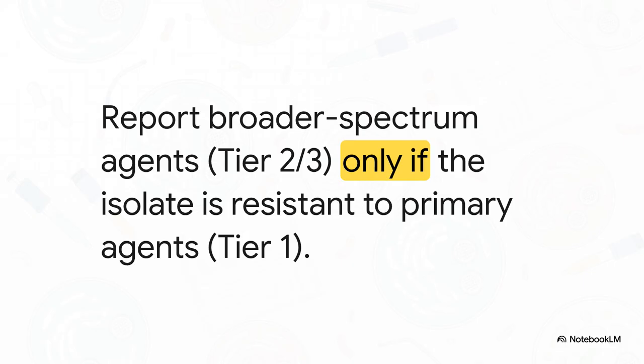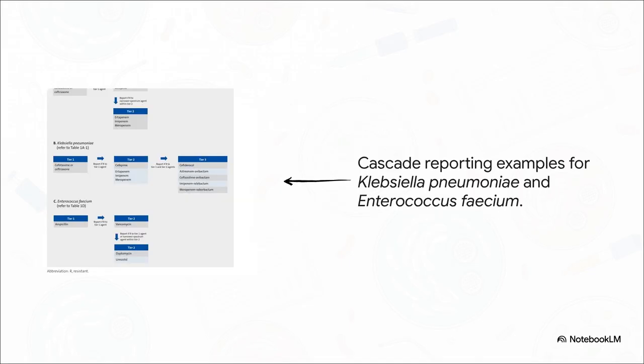And this logic of cascade reporting is really a core tenet of good stewardship. By holding back the results for broader Tier 2 or 3 agents, the report naturally nudges the clinician toward the narrower Tier 1 drug, unless there's documented resistance. Let's look at a real-world case here. In example B for Klebsiella pneumoniae, if the isolate is resistant to the Tier 1 drug, ceftriaxone, that triggers the cascade to then report Tier 2 agents like cefepime or the carbapenems. And if it's resistant to those as well, only then do you unmask the Tier 3 agents. It's a very deliberate, structured escalation.